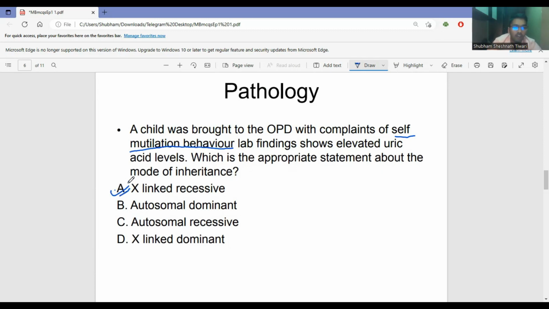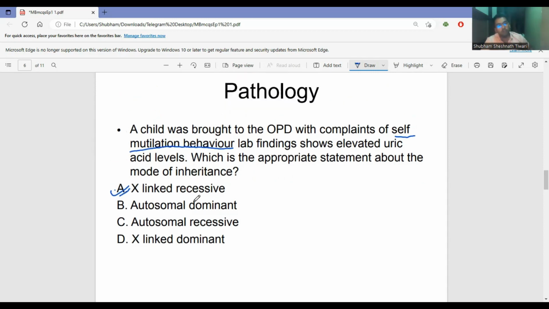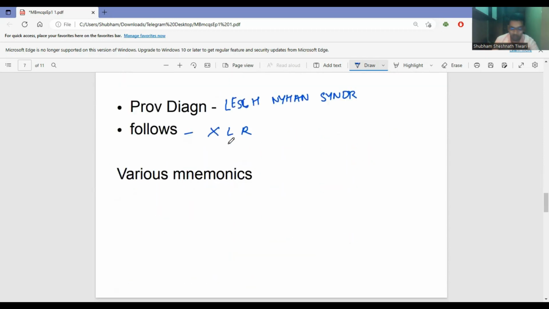And this topic is the examiner's favorite. They generally ask you one or two questions from the mode of inheritance. So I'm sure you must have known we have various mnemonics. I think there is one mnemonic which goes as Ravi, which is for X-linked dominant diseases, and we have a mnemonic, he has a dominant father, and this is the mnemonic for autosomal dominant diseases.